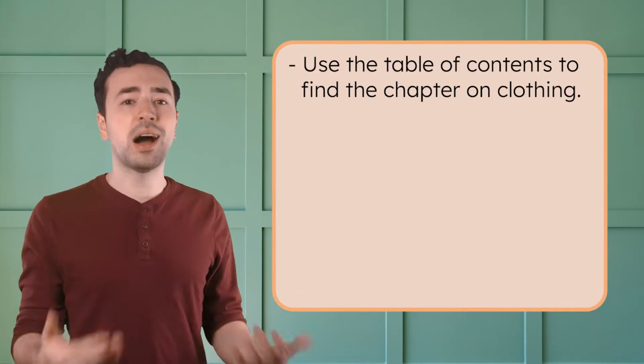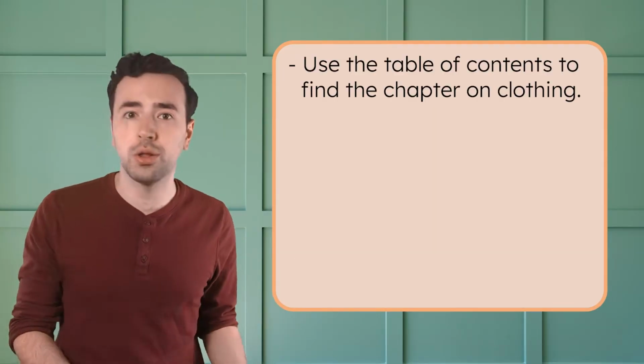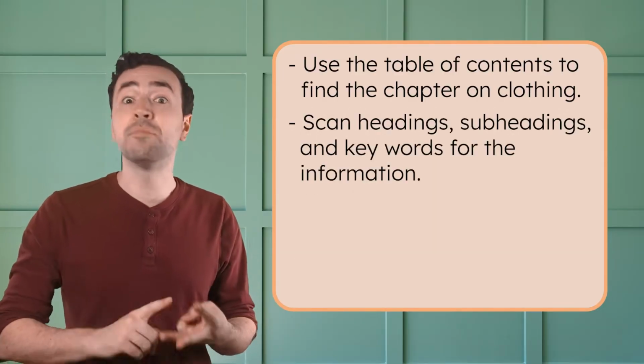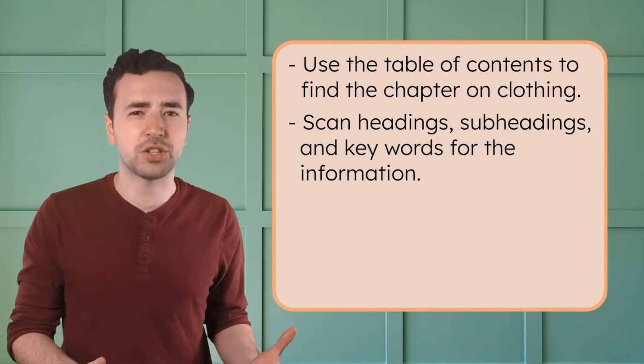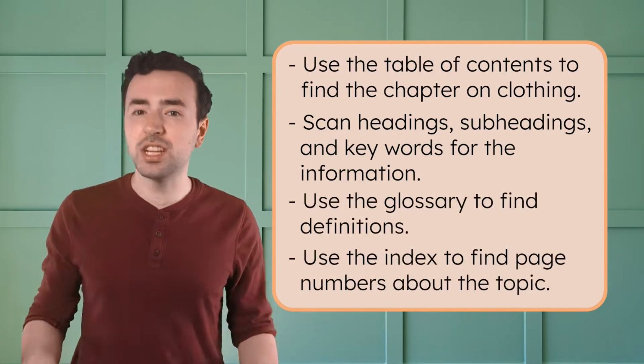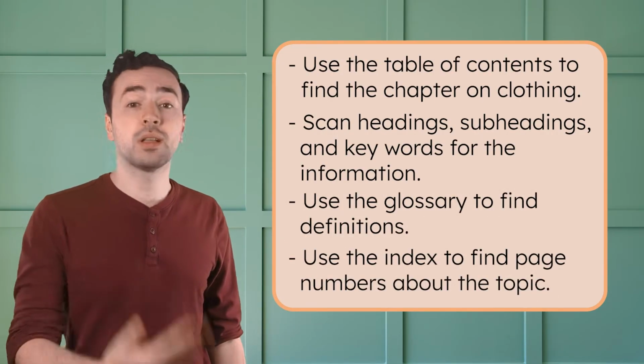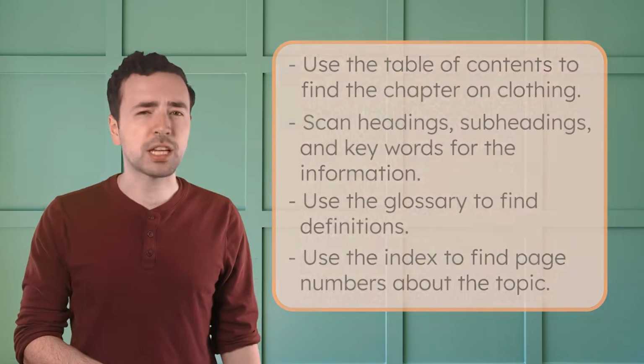Any of the text features we learned today could help us. The table of contents could point us to the chapter on clothing. Headings, subheadings, and bolded keywords would help us spot the right section. And we can find relevant definitions or page numbers by checking the glossary or index. These text features all work together so we can navigate informational texts like pros.